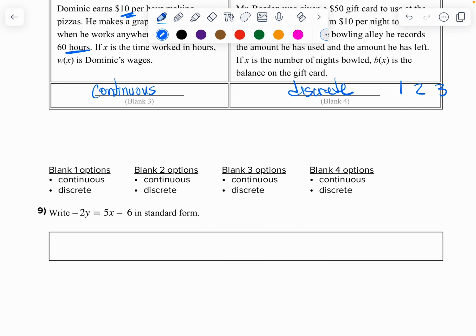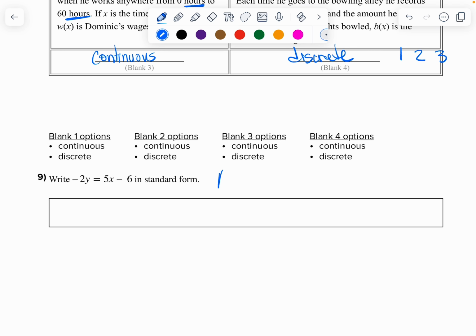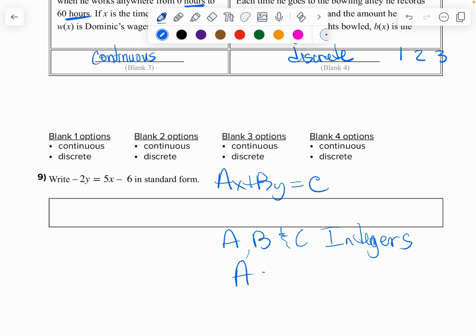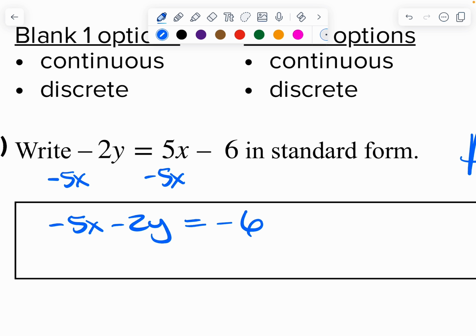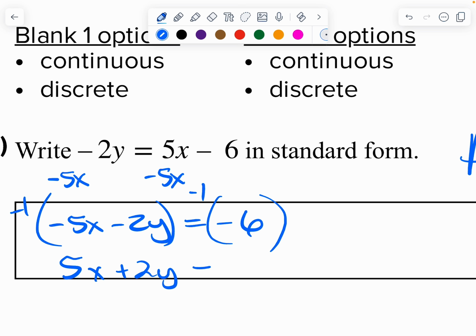Okay. Write this in standard form. So that means, again, Ax plus By equals C. A, B, and C have to be integers. I always spell integers wrong. A cannot be negative. It can be 0, but it can't be negative. So that means I'm going to get my 5x to the other side. I get negative 5x minus 2y equals negative 6. I'm going to multiply everything by negative 1, and I'm going to get, oops, I forgot to do it on that side. 5x plus 2y equals 6.